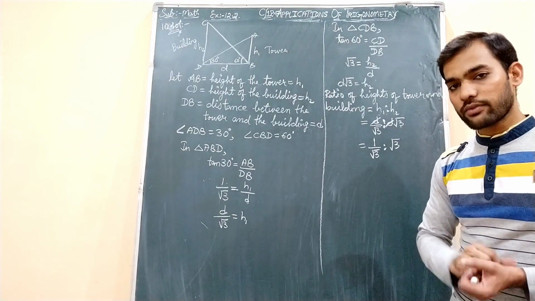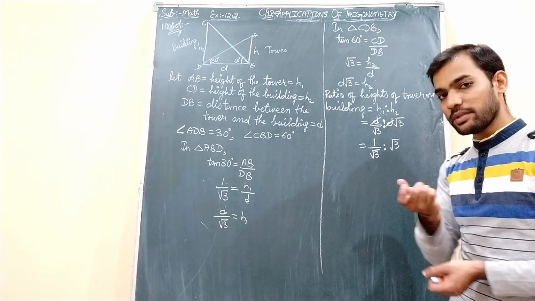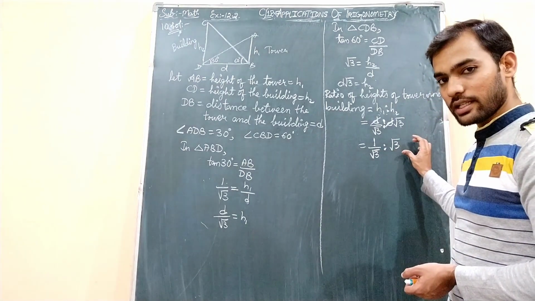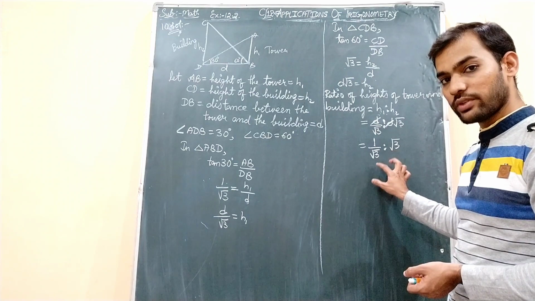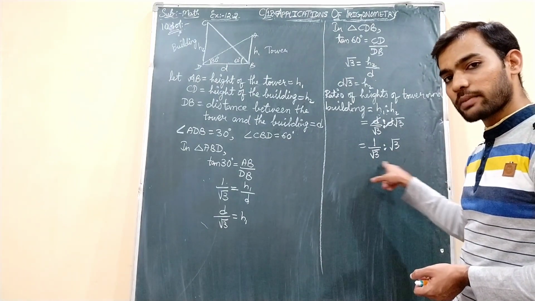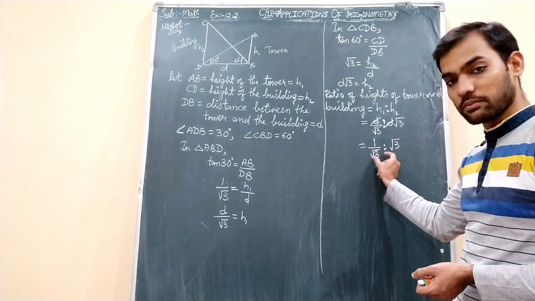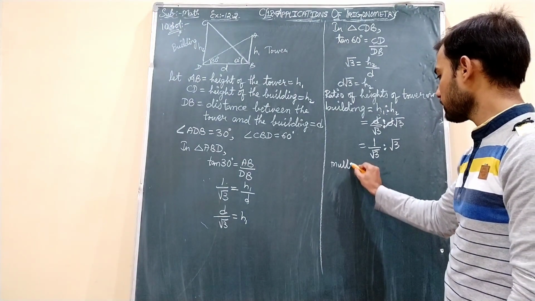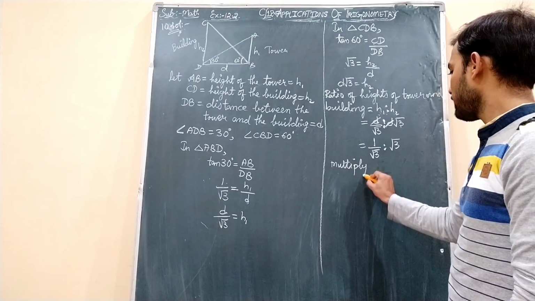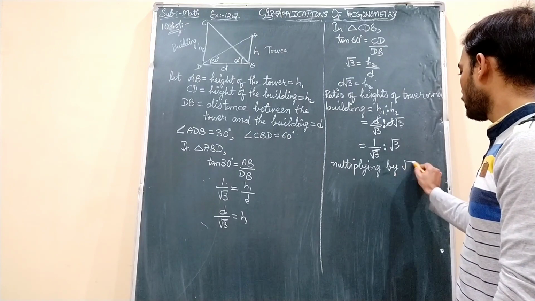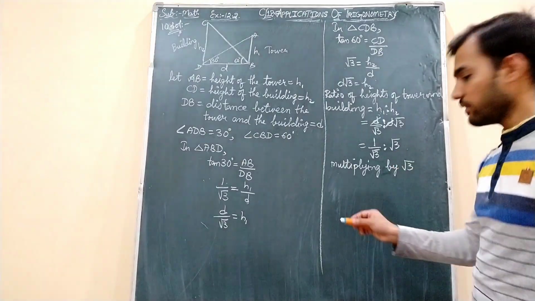But see, whenever you are finding the ratio, denominators should not be there in any of the terms. So in this term it is clear, root 3 only, but here this root 3 is there. So we need to remove this root 3. For that purpose, you need to multiply the complete ratio with whatever you want to remove. So multiplying by root 3, completely we need to multiply.